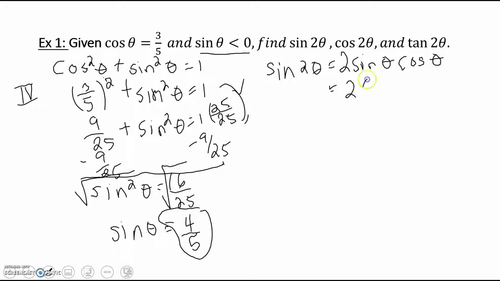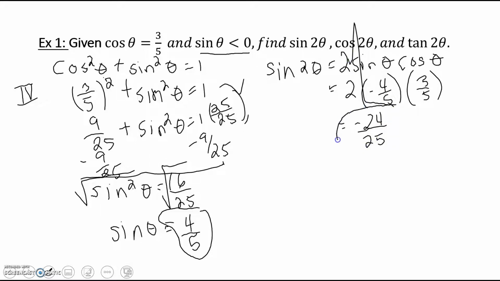Well, now we know that sine of theta is negative 4/5 and cosine of theta is 3/5. And so you just multiply all of that. So 2 times negative 4 is negative 8. Negative 8 times 3 is negative 24. And 5 times 5 is 25. So that is your double angle for sine. So sine of 2 theta is negative 24 over 25.